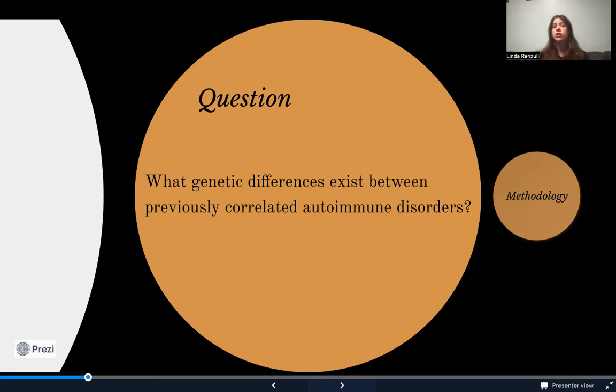And the answer to this question should be able to lead to further insight that will help people all over the world receive better treatment and diagnosis of their autoimmune disorders.